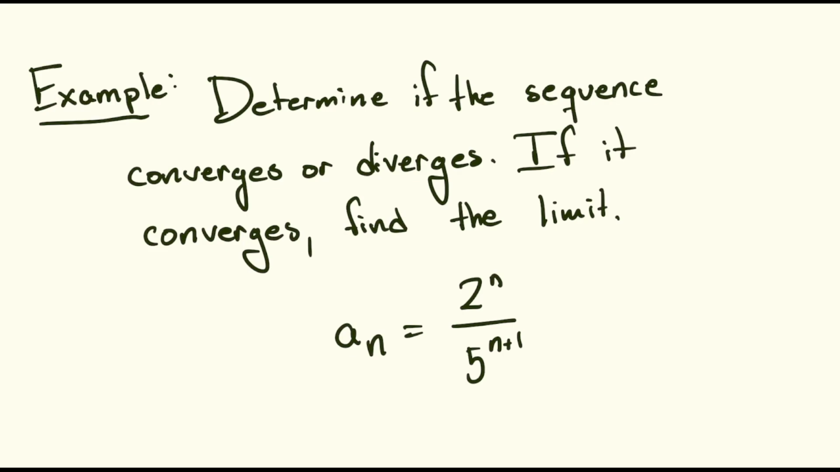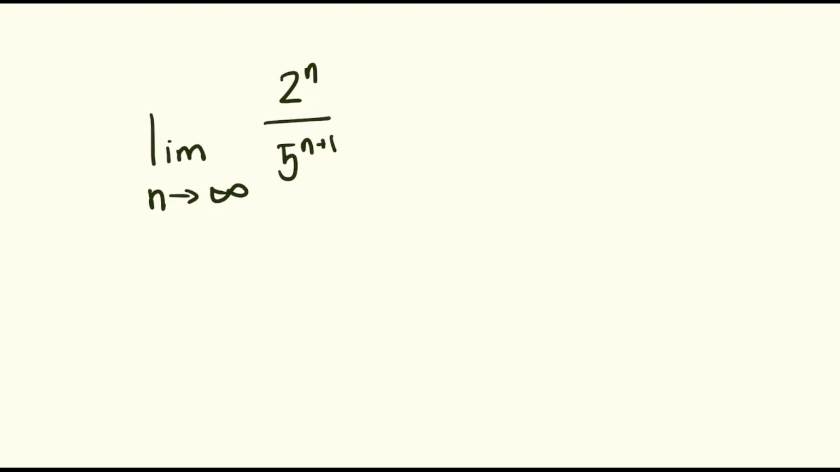Today we're looking at a sequence of 2^n divided by 5^(n+1). And we want to see if this thing converges or diverges. And if it converges, we want to find the limit. So we are going to start off looking at the limit to just kind of see what happens with this particular sequence. So notice we have 2^n over 5^(n+1).